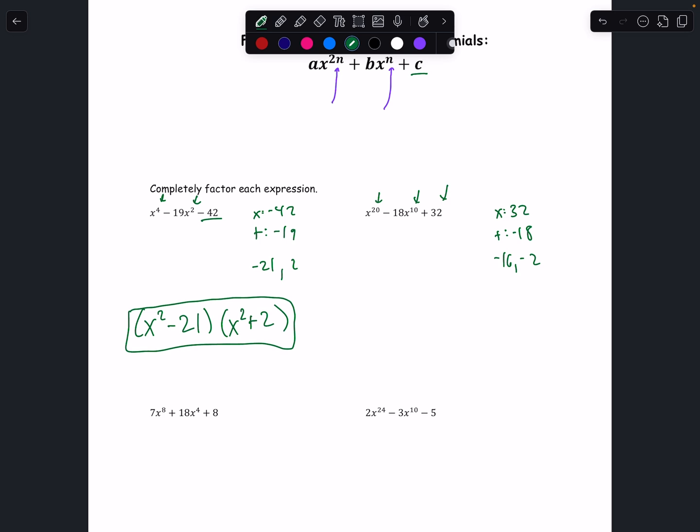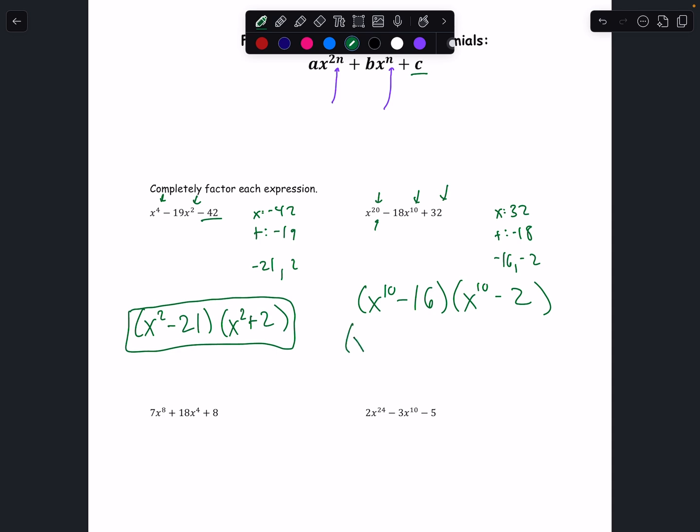It's x to the 20th, so that would make this x to the 10th minus 16 and x to the 10th minus 2. If you guys want to do factor by grouping for this, go right ahead. You can. But don't circle this yet, because we do have a difference of two perfect squares. X to the 10th, any even exponent is going to be a perfect square. 16 is a perfect square, and we're subtracting.